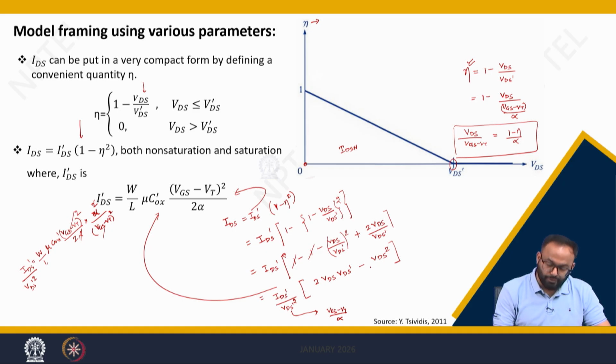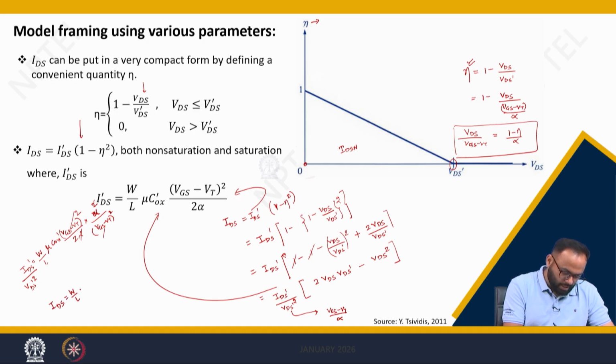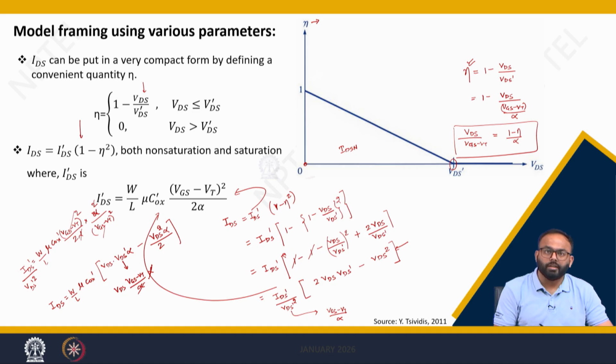So you insert the alpha by 2 in this bracket, and ultimately you will end up with IDS equals W by L mu into COX dash, alpha by 2 you take inside this bracket, you will be left with VDS into VDS dash into alpha minus VDS square divided by 2 into alpha. Now what is VDS dash? Again it is VGS minus VT divided by alpha into VDS. So alpha and alpha get cancelled.